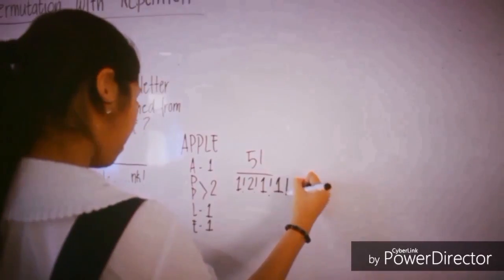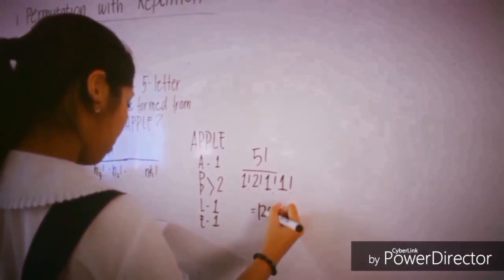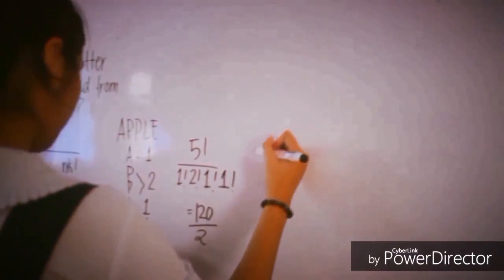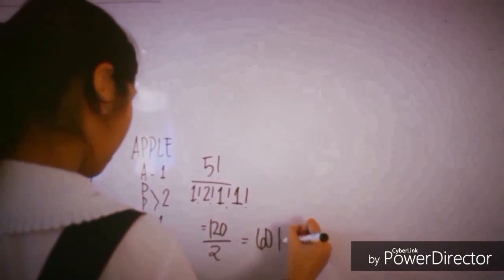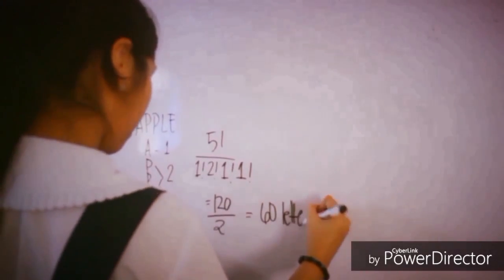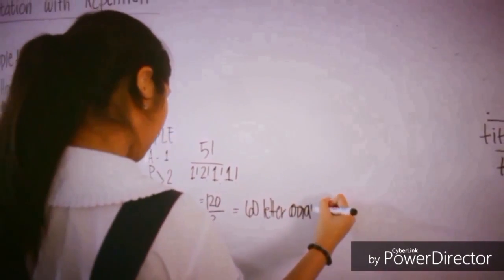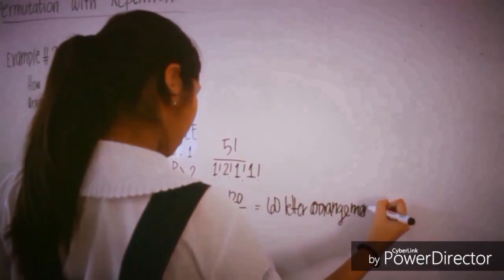The factorial sign, which is the exclamation point, signifies multiplying in descending order. We come up with 120 over 2, and the final answer is 60 letter arrangements.